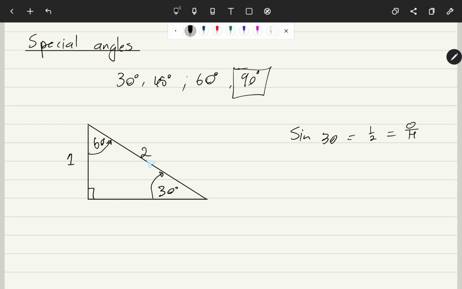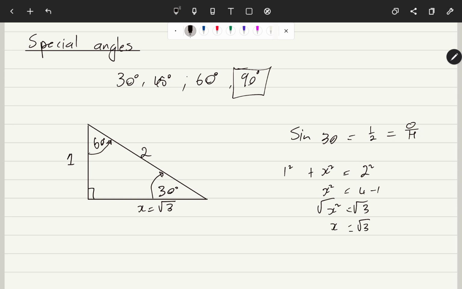Now I just have this length to determine. Since I have this 1 and this 2, I could just use Pythagoras. Let me say this is x. Pythagoras will say 1 squared plus x squared is equal to 2 squared. So x squared is equal to 4 minus 1, that is 3. X squared is 3. So I put square root on both sides. Since it's distance, I won't put plus or minus. X is equal to square root of 3.